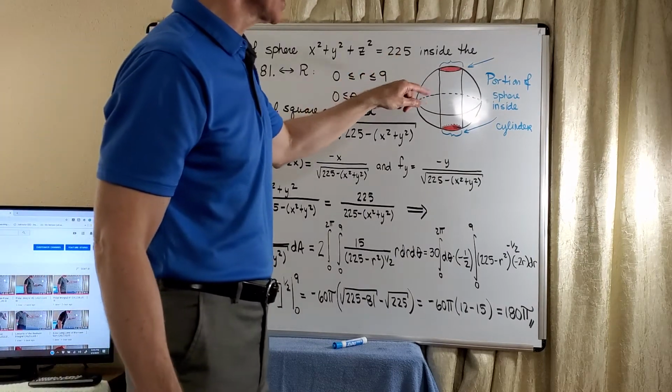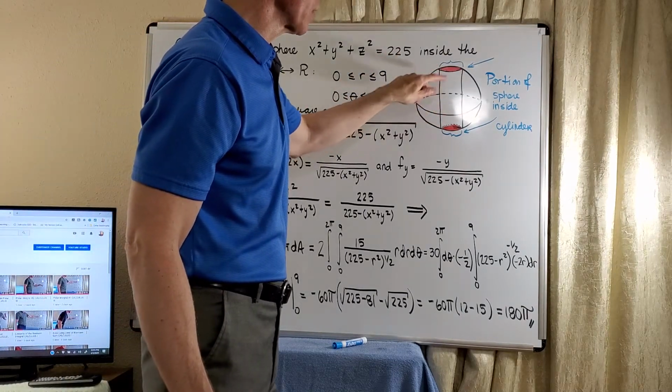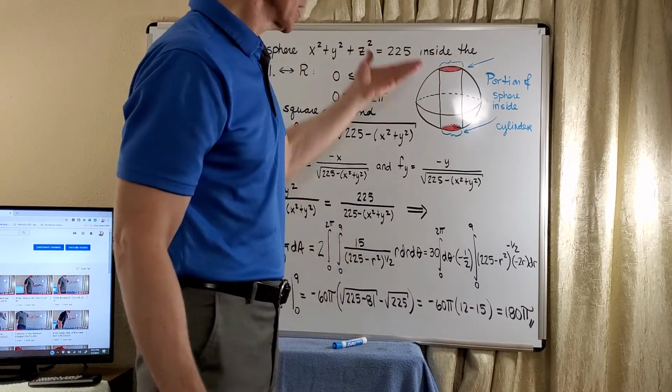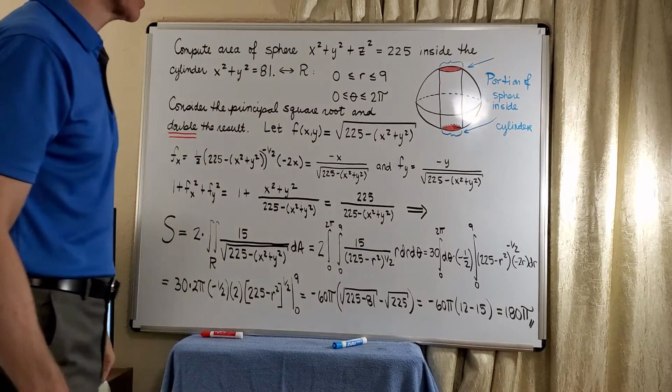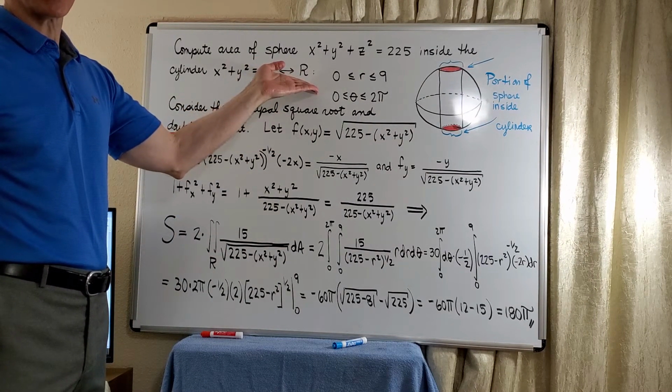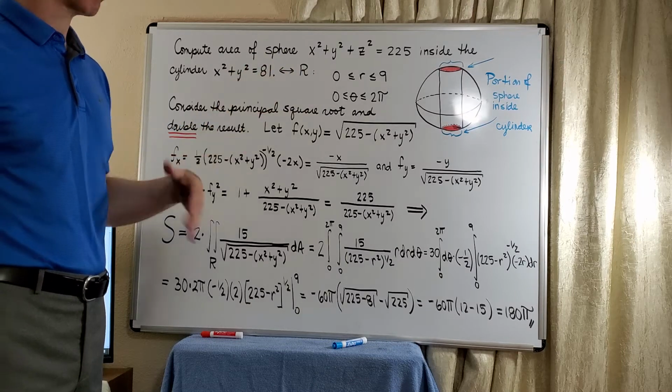But what we're seeing is that due to the symmetry of the sphere, if we compute this area here, then we can just double the result to get what the problem is requesting. And so again, you're thinking, well, polar coordinates will be a nice way to do this problem. Let's see how it works out.